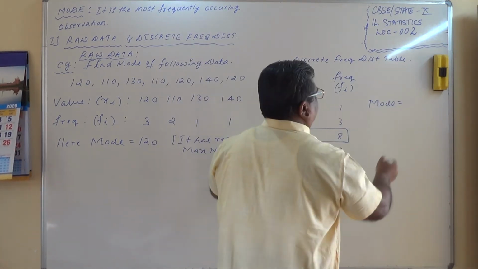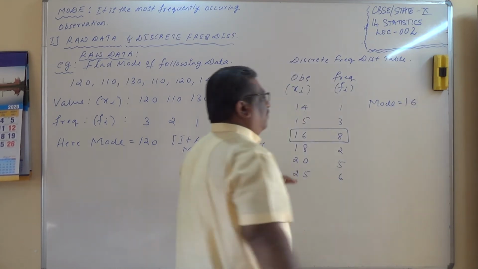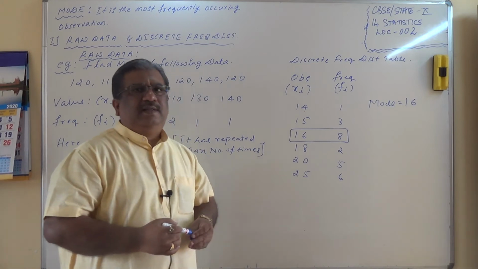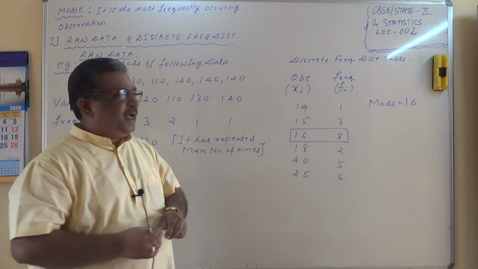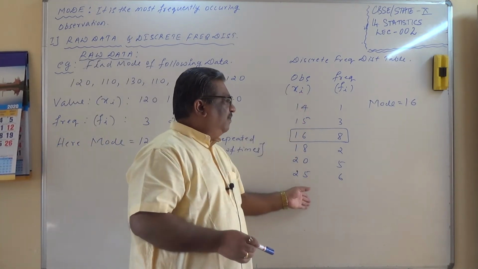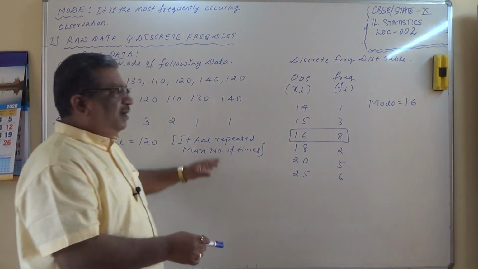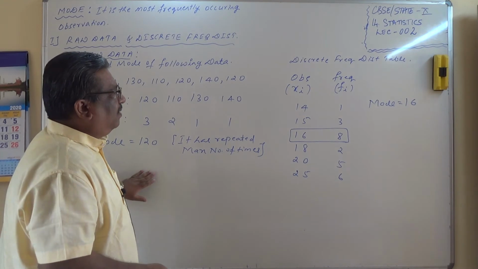Mode is equal to 16. I hope you are understanding why it is 16. 16 is the observation that repeats the maximum number of times out of all the given observations, and hence the mode is 16. I think now I'll have to take up the next one.